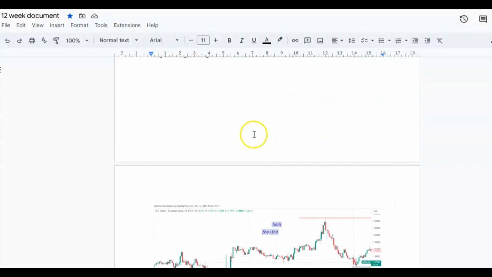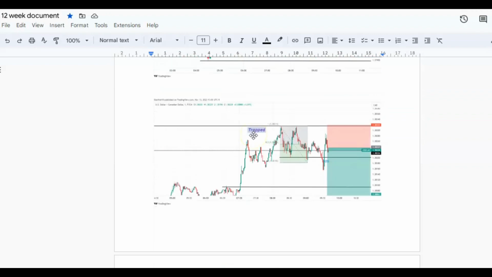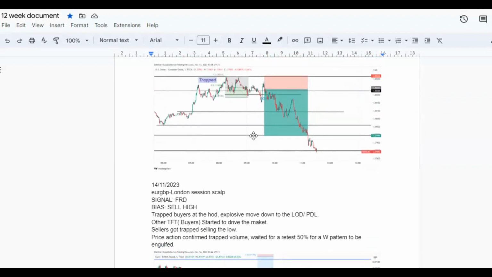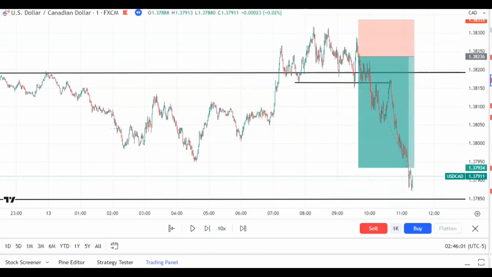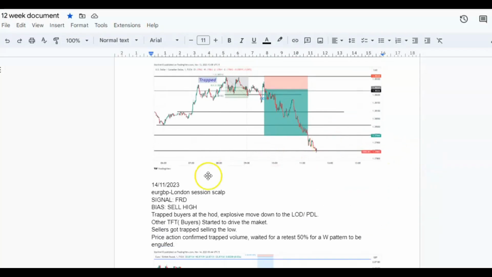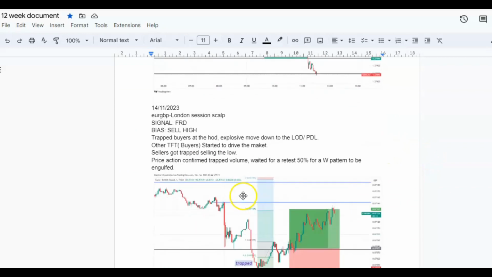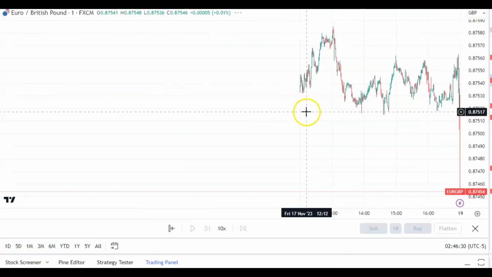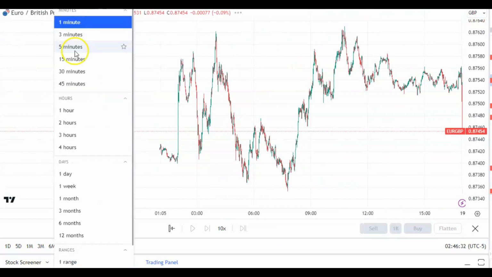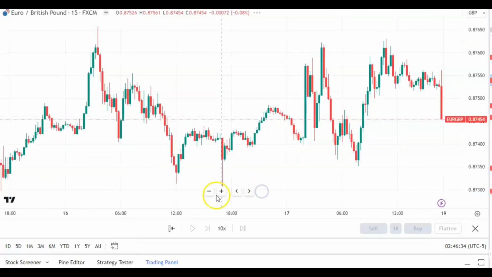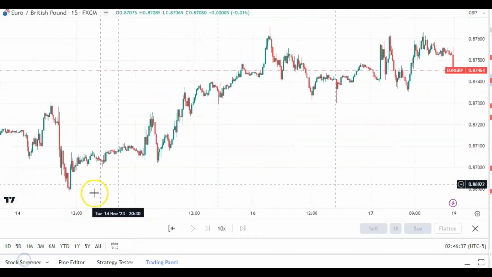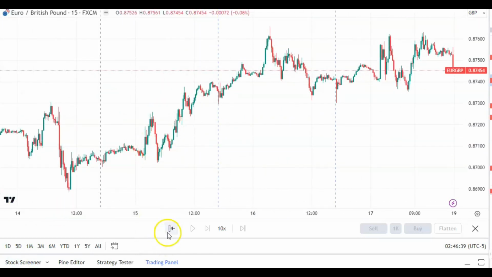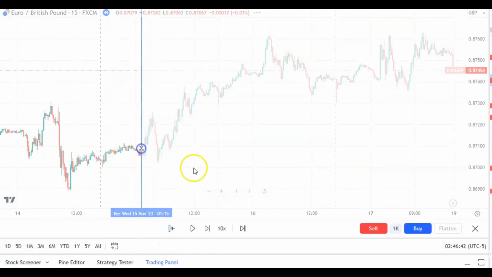And then coming to the screen on Tuesday. So on Tuesday, we are on the 14th. On Tuesday, we were looking at Euro Pound in the London session. It was a London scalp. And on the Euro Pound, this was a very interesting thing that happened on Tuesday. So it was in the London session.